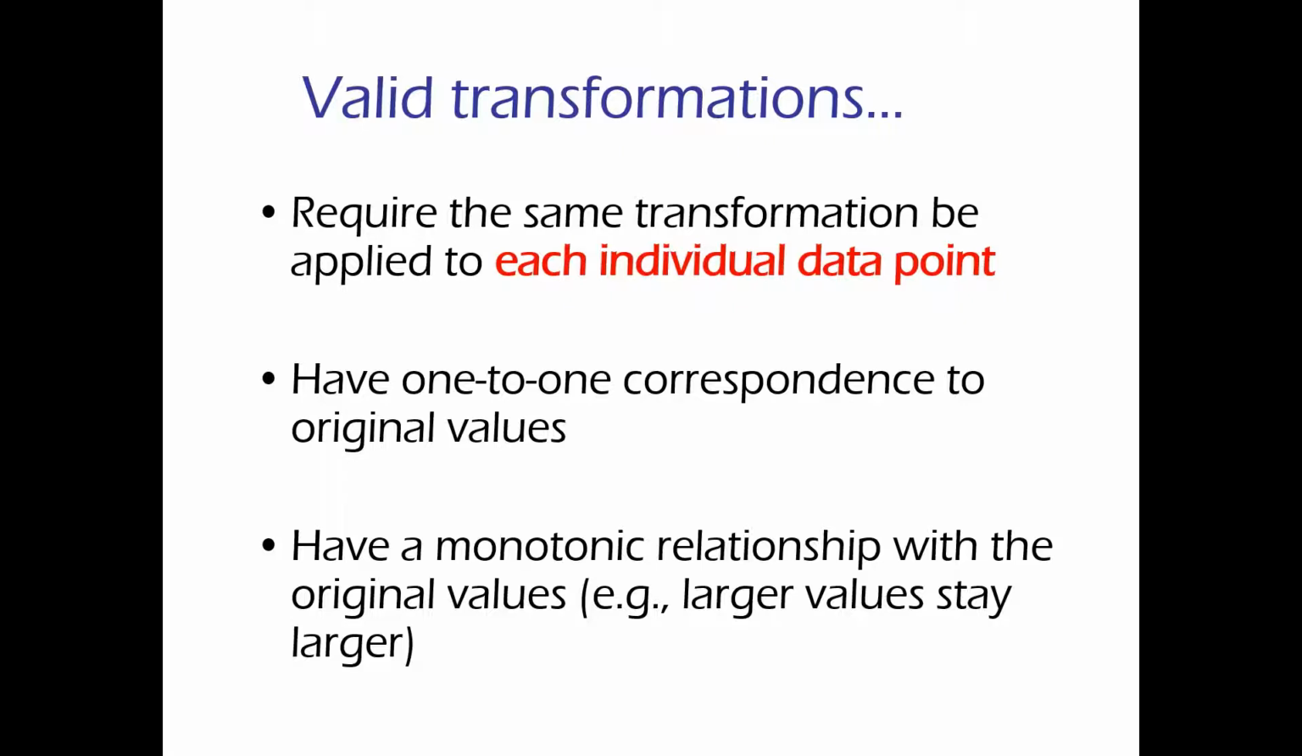No matter what transformation you do, a valid transformation requires the same transformation to be applied to each data point, as I mentioned many times in previous slides, meaning it has one-to-one correspondence to original values. A valid transformation also shows a monotonic relationship with original values, meaning a larger value in the original data will stay larger after the transformation.